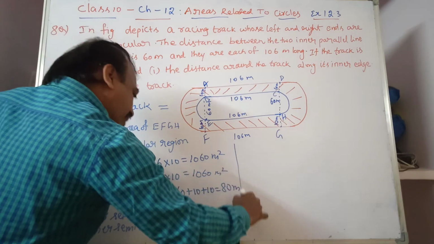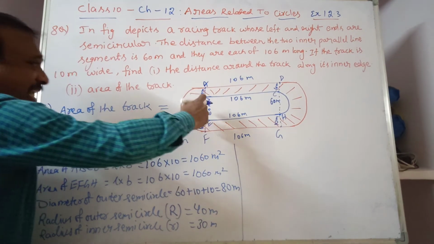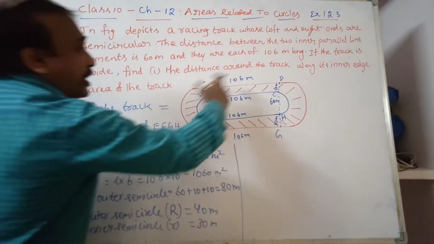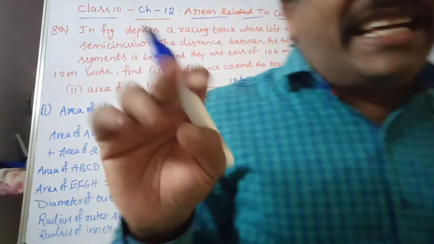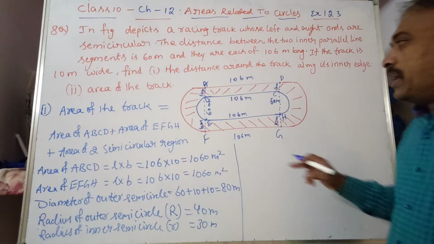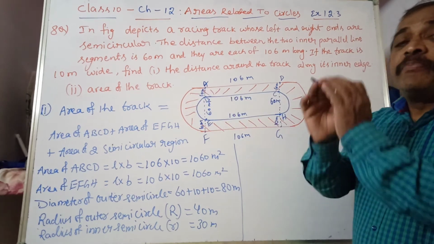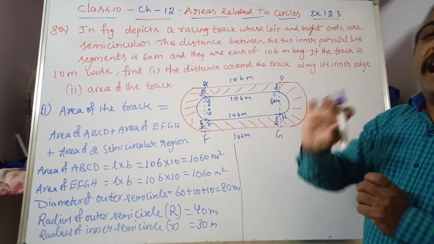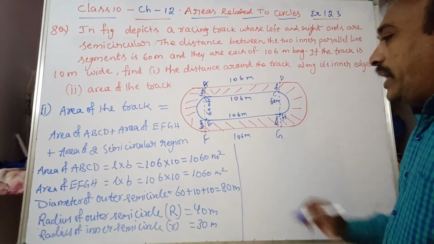Now we are going to calculate the area of the semicircular regions. How many do we have? Two. So the area of the semicircular region, which is the shaded part. Not only the semicircle part, the semicircular region, which is in the shape of a path, it is a track.